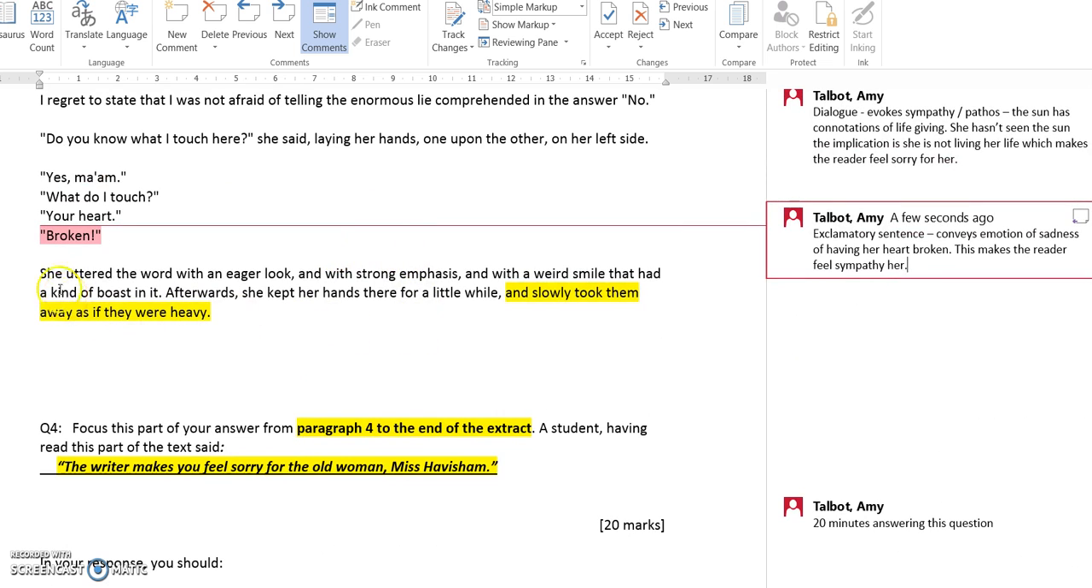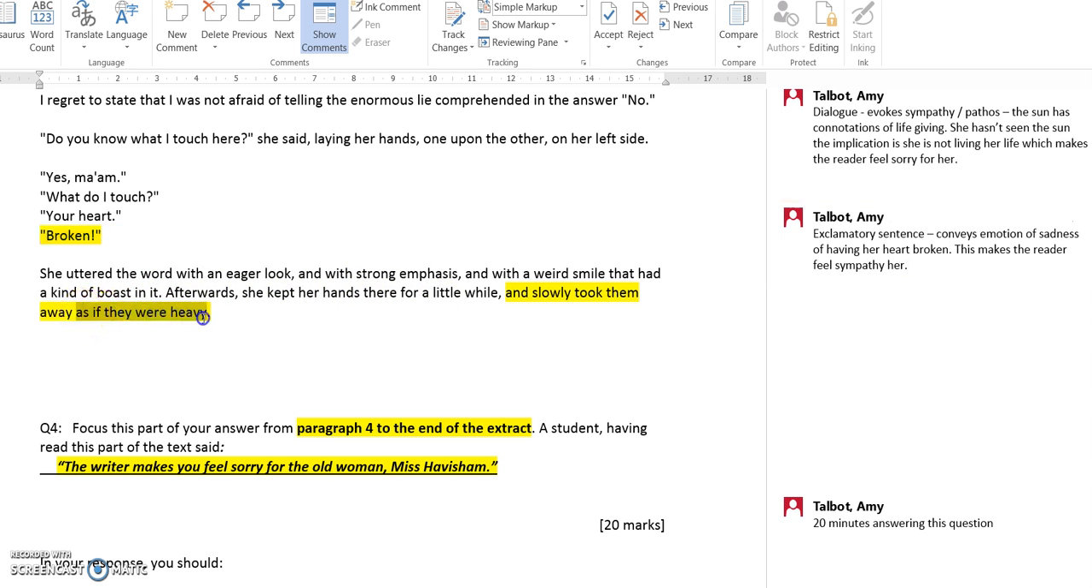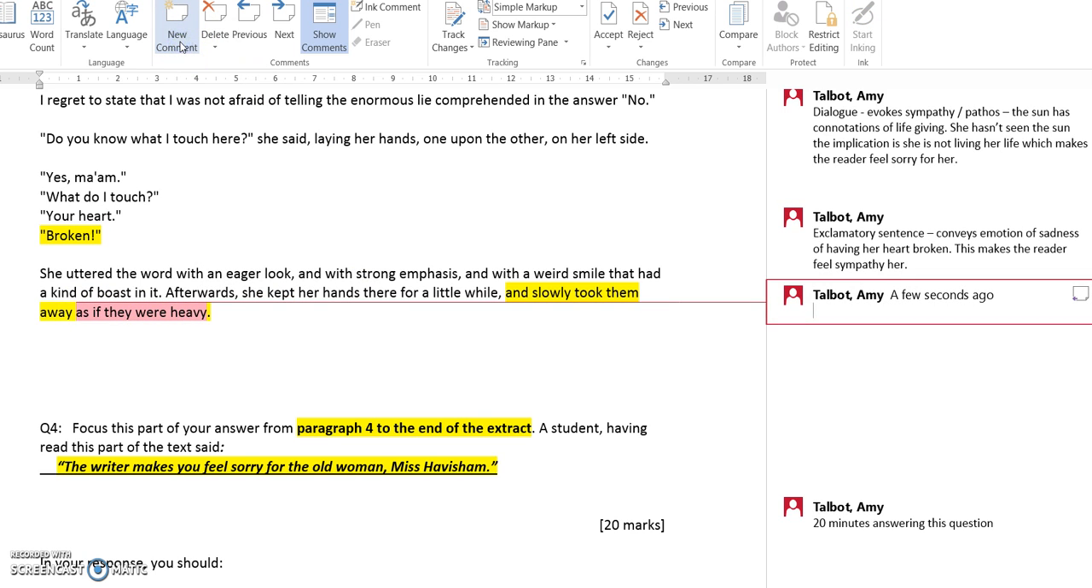You keep noticing that I keep going back to saying that that's how it makes you feel sorry for the old woman. And then finally, she uttered the word with an eager look and with strong emphasis and with a weird smile that had kind of boast in it. Afterwards, she kept her hands there for a little while and slowly took them away as if they were heavy. And it's this line that the writer finishes on here. So saying that her hands were heavy implies to me sadness and lack of energy, like it's too much energy for her to keep her hands there, and they feel heavy.